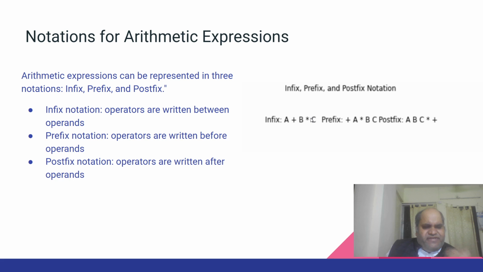So how do infix, prefix and postfix notation come about? It depends on where your operator is in relation to your operands. If it is in between, it is infix. If it is coming first, it is prefix. If it is coming after the operands, it is postfix. So you might see an example, say A plus B into C, where operands are on both sides and operator is in between. And you see that in case of prefix, your operator comes first, then your operands, right? And in case of postfix, your operands come first and your operators are at the end.